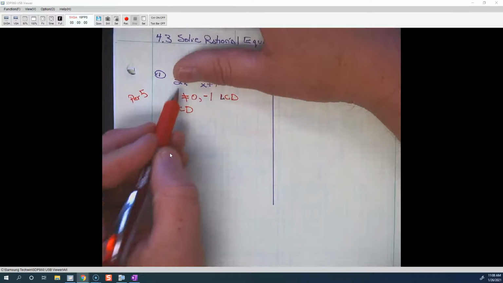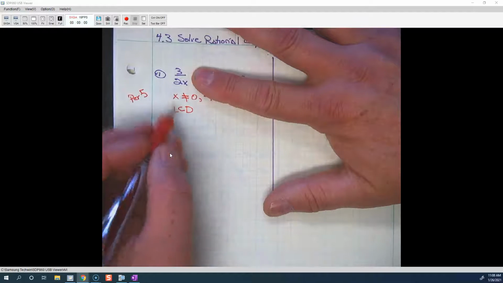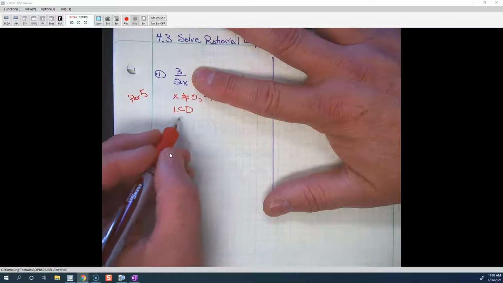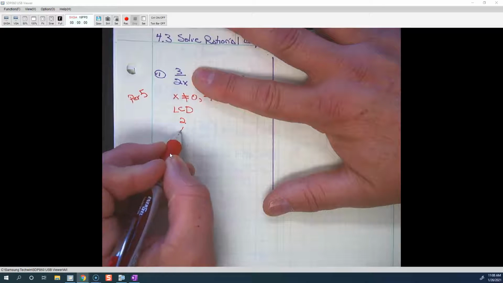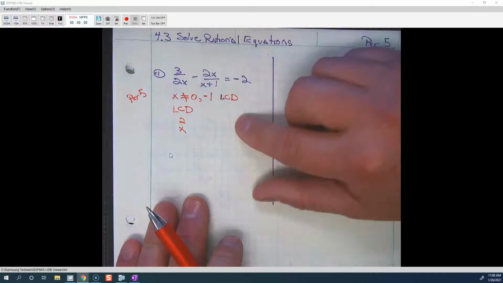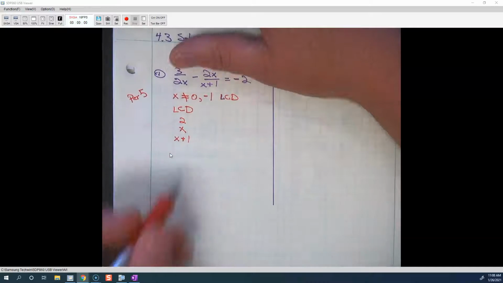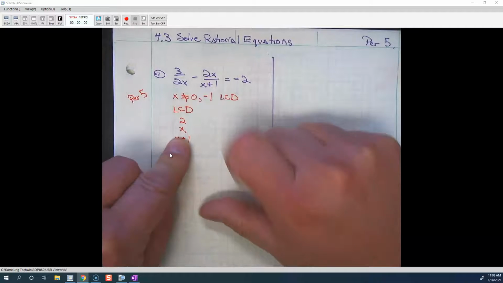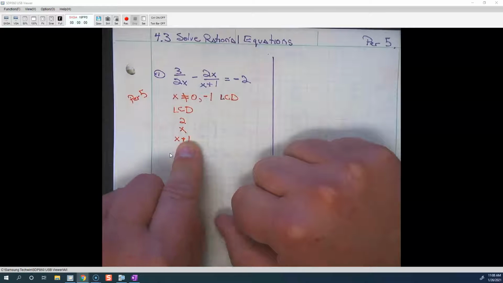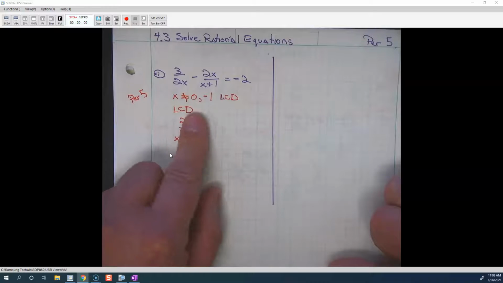So to get the LCD on this, I'm going to take 2x. Since that's a multiplication, that's really two factors. One is a 2 and the other one is an x. So I have a 2 and I have an x. Now the next denominator is x plus 1. Neither of those are individual factors. x is not a factor in this case because it's being added to 1, and for the same reason 1 is not a factor because it's being added to x.